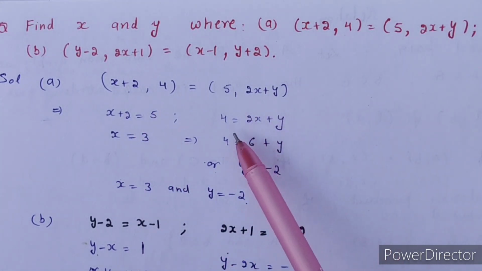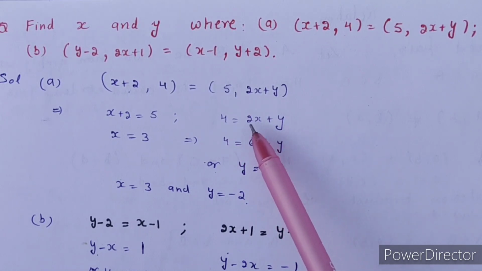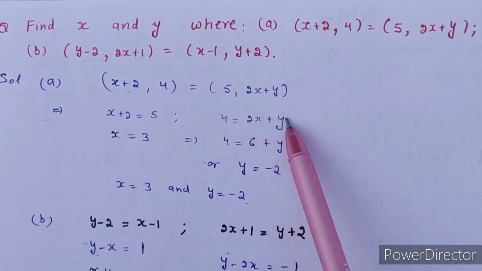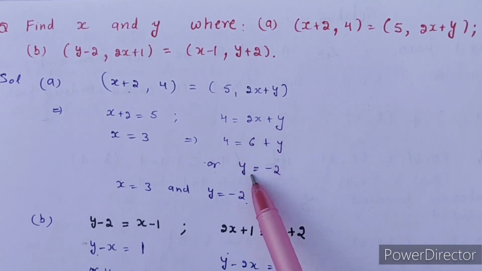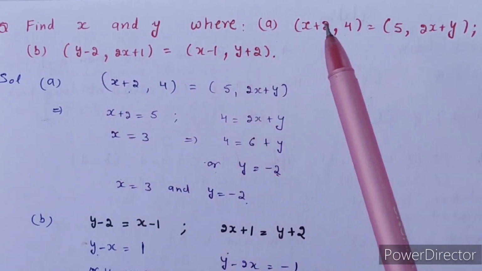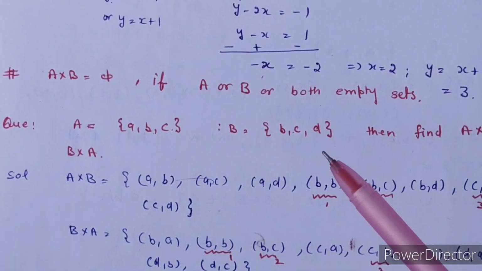Also putting the value of x in the second case, x is equal to 3, so 4 is equal to 6 plus y, it gives y is equal to minus 2. Similarly, you can solve this. I am not solving it, you can take the answer solution of this one.